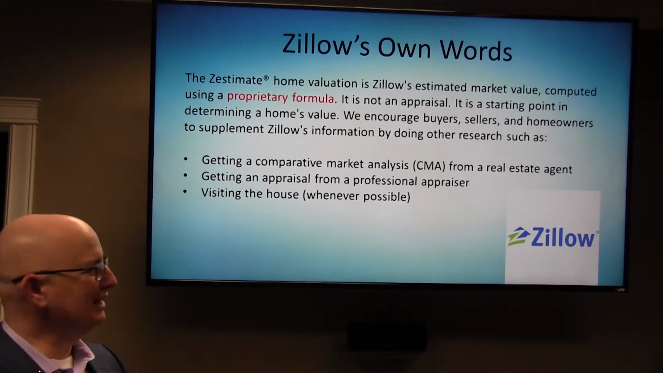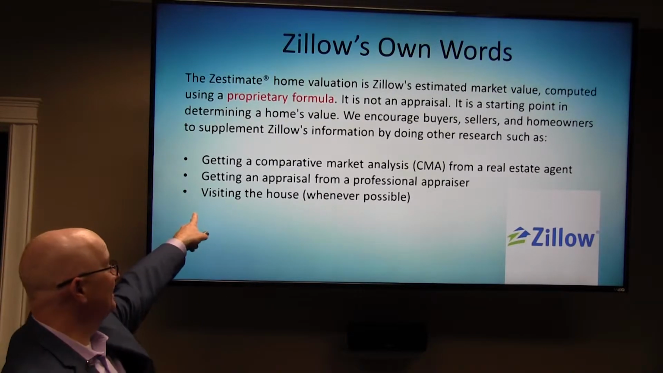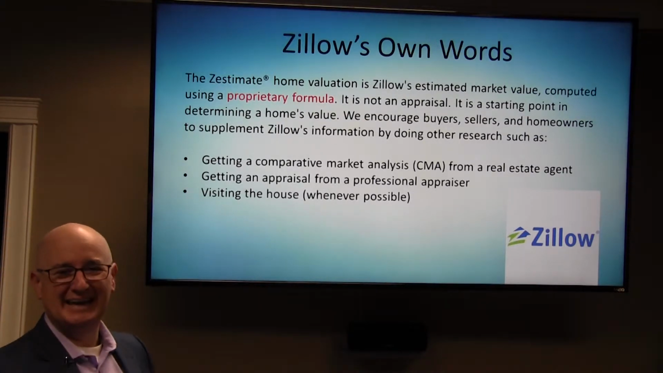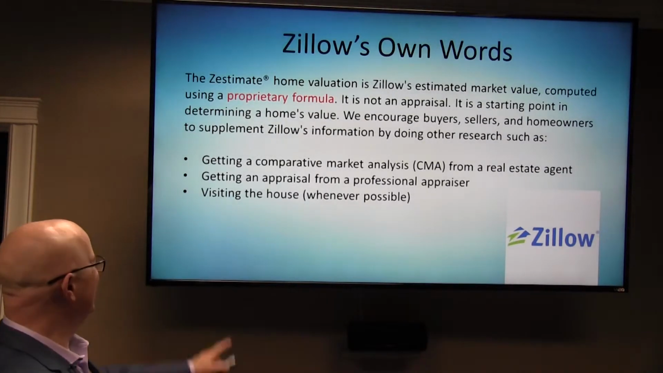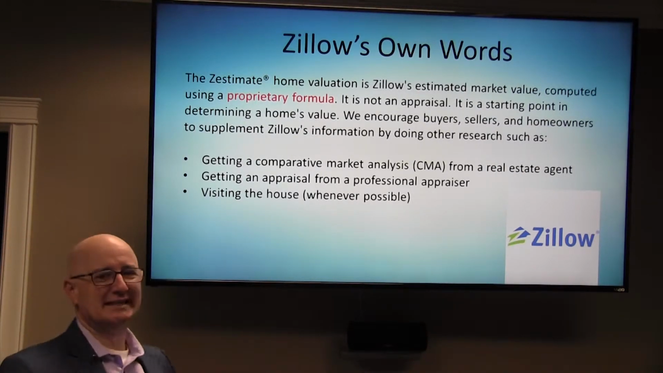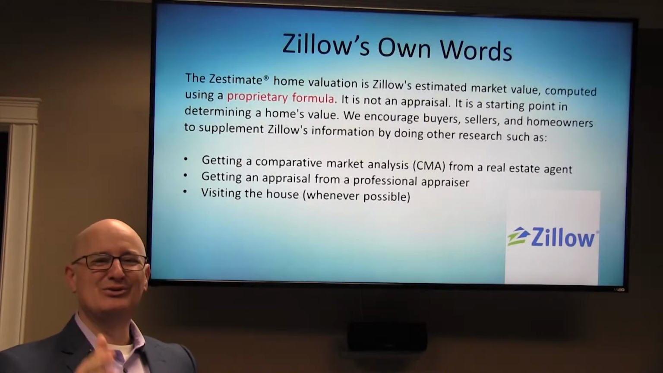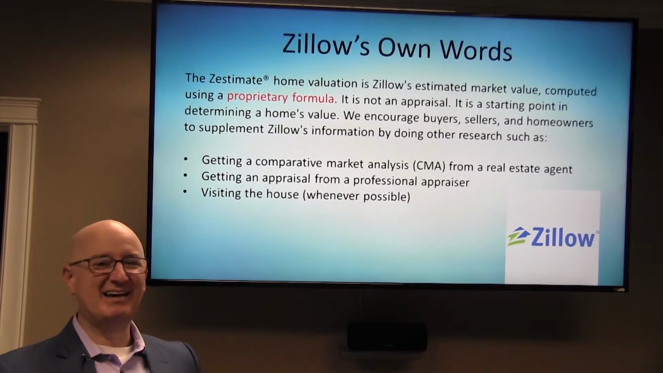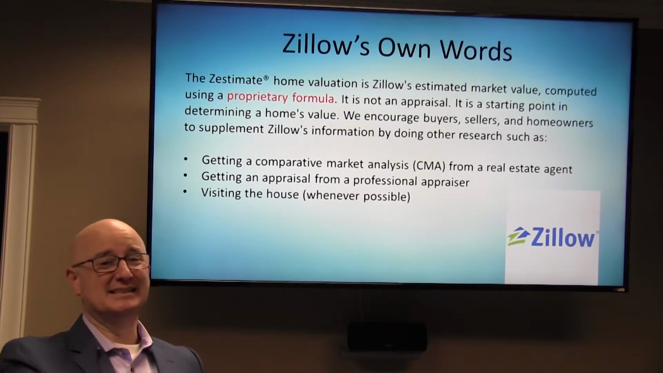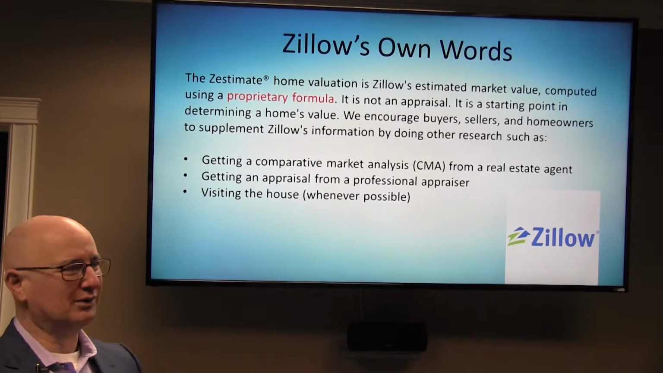They encourage buyers, sellers, and homeowners to supplement this information by doing what? Three things. Number one, talking to a realtor and getting a comparative market analysis. Second, getting an appraisal from a professional appraiser. And third, visiting the house. That one right there is huge, because Zillow never goes to anyone's house. They haven't even been to the neighborhood. They haven't even been to the city. They know nothing about the house. They're just using a mathematical algorithm.